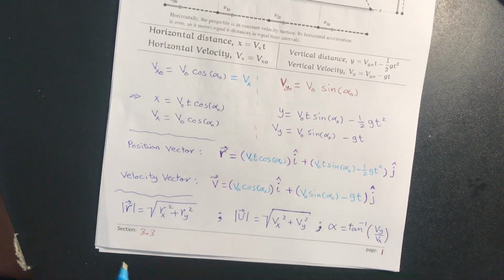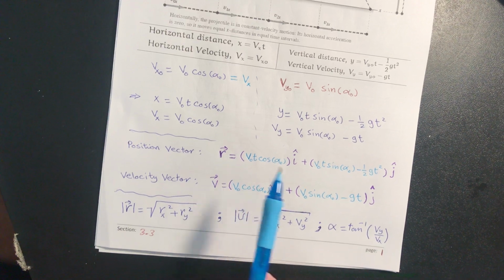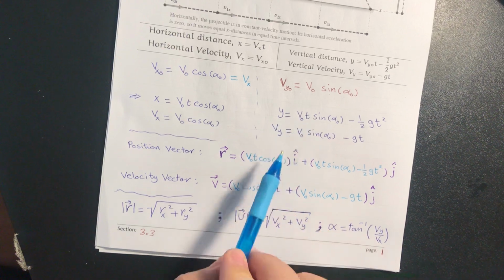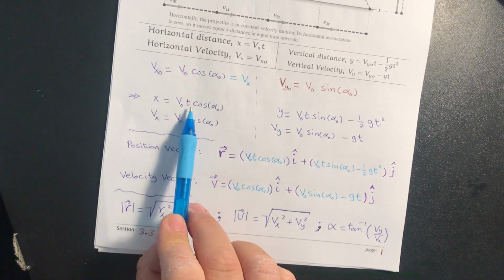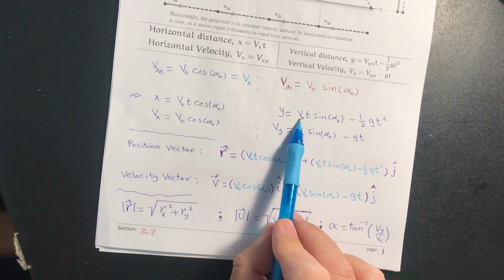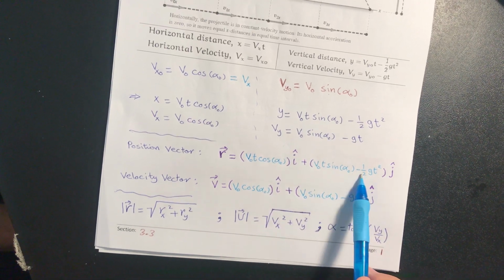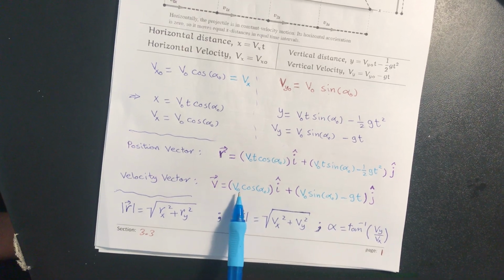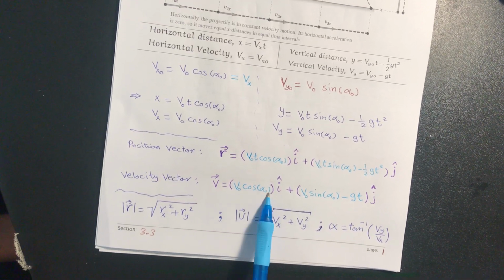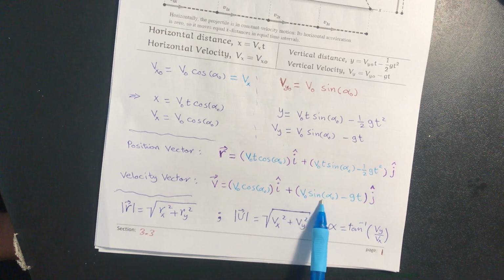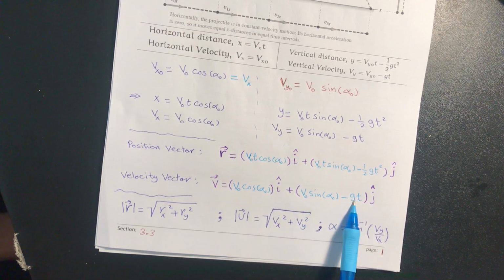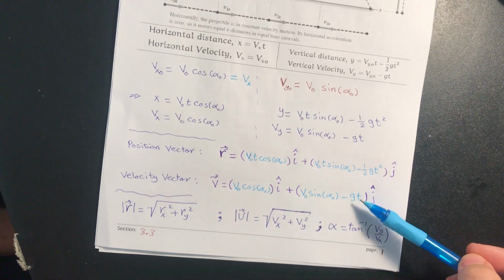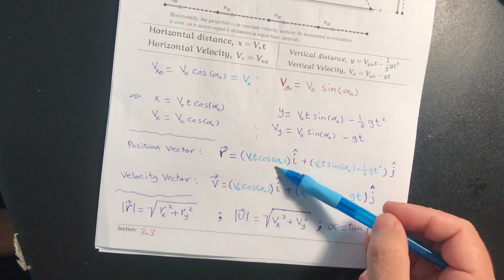It is simple. Now the position vector: we need to take the position components in the x direction, which is v naught t cosine alpha, and in the y direction v naught t sine alpha minus half g t squared. The velocity vector is v naught cosine alpha in x plus v naught sine alpha minus g multiplied by t in y. If you look at them, they are the first derivative of the position vector.